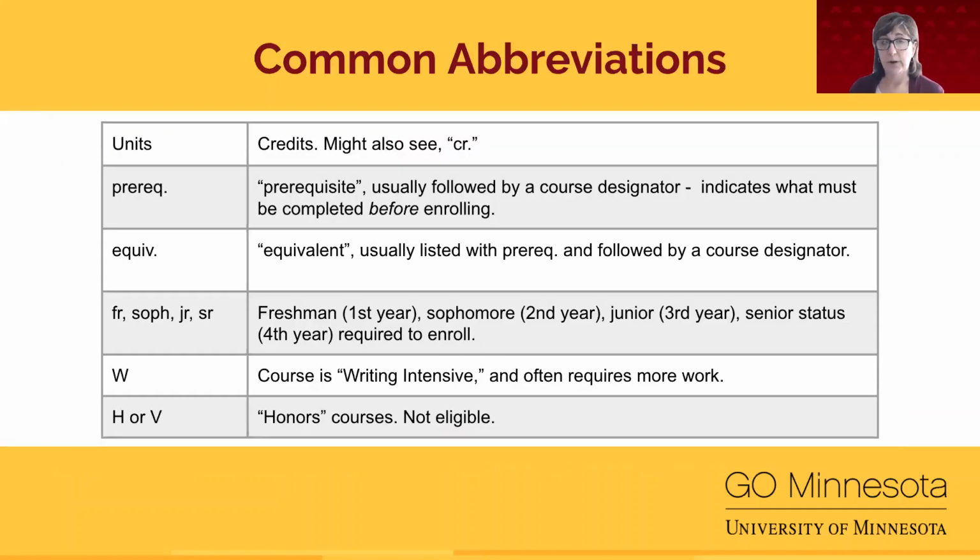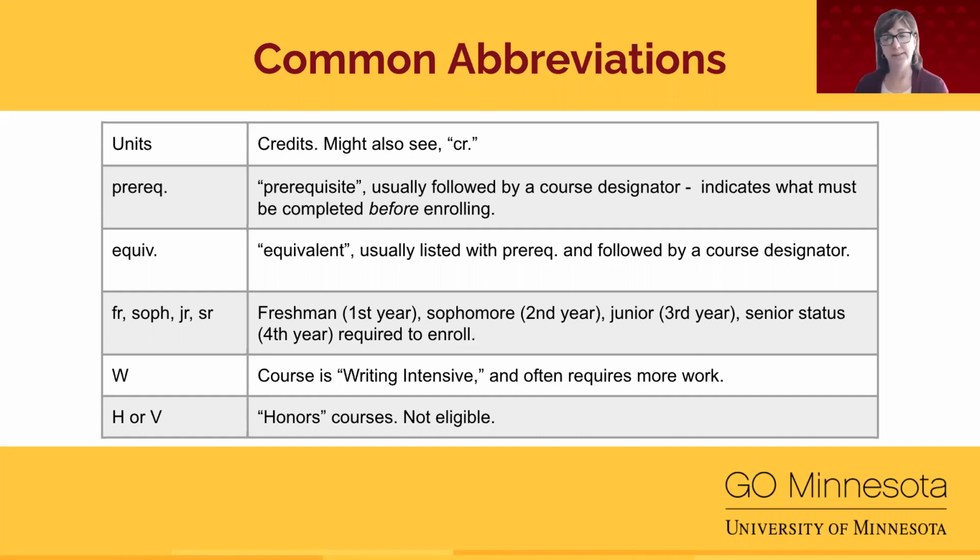So one that you'll see quite frequently is units. That refers to credits. You might also see it abbreviated as CR. Prereq is short for prerequisite, and that is usually followed by a course designator, which will indicate what you need to complete before you're able to enroll in that class.